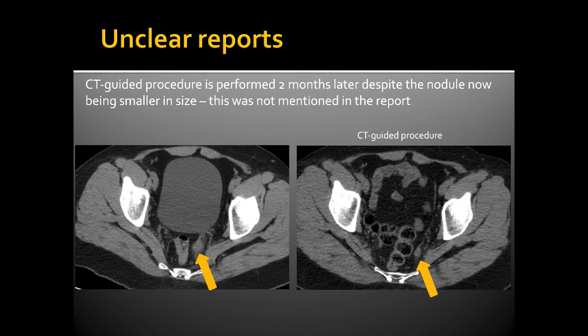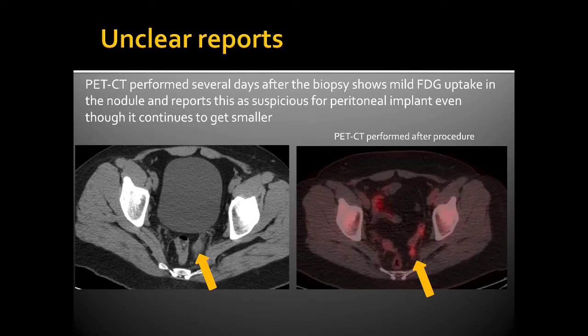You can see the CT-guided procedure CT on the right in comparison to the prior CT on the left. A PET CT is performed several days after the biopsy, and it shows mild FDG uptake in the nodule. This is reported as suspicious for peritoneal implant, even though it continues to get smaller, and the increased FDG uptake may be related to the prior procedure.